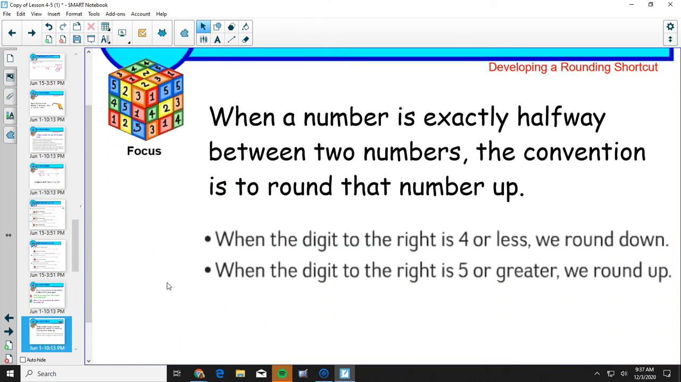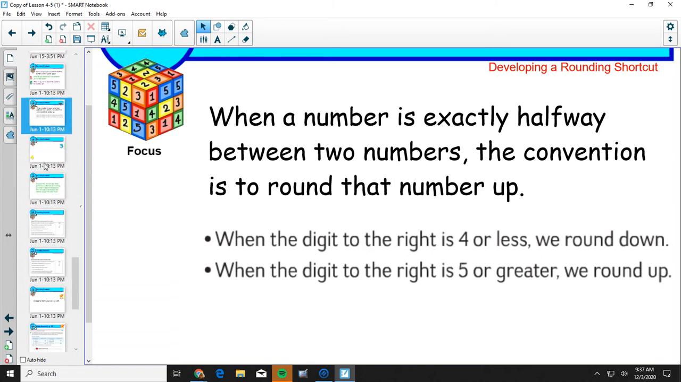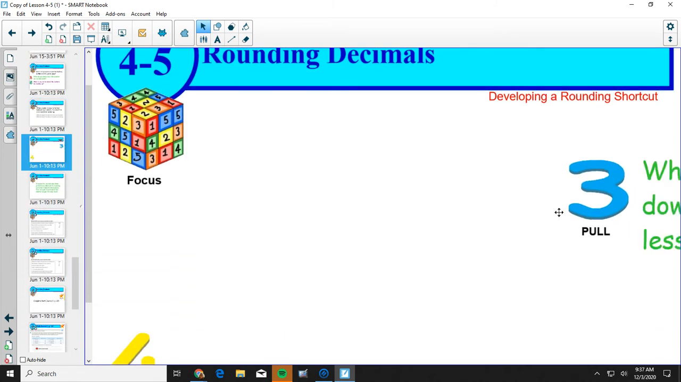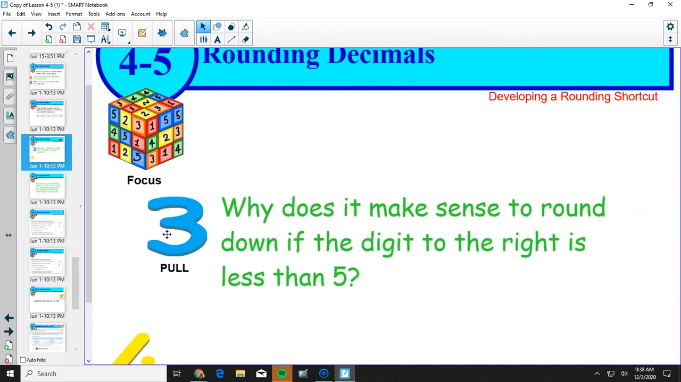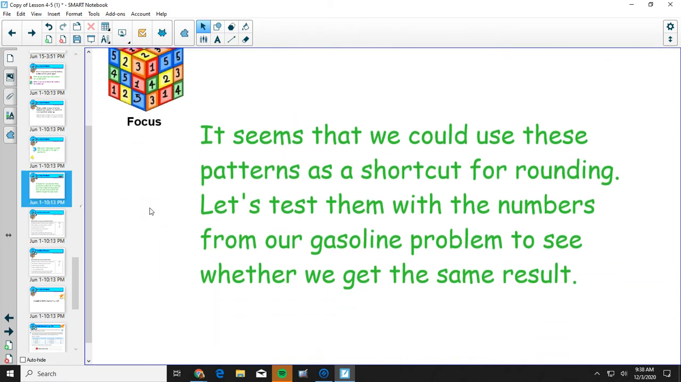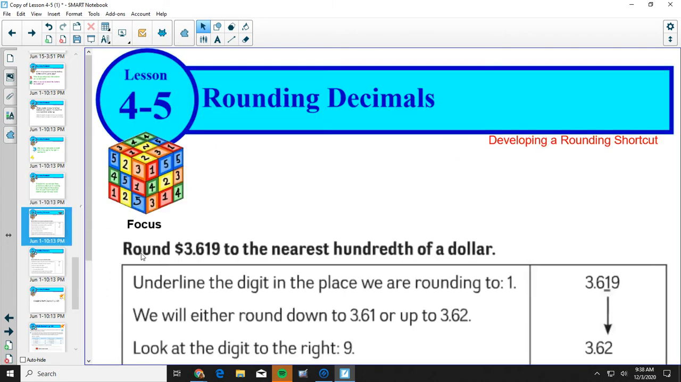So when a number is exactly halfway between two numbers, the convention is to round that number up. Okay, so again, like I just said, when the digit to the right is 4 or less, we round down. When the digit to the right is 5 or greater, we round up. So ask yourself, why does it make sense to round down if the digit to the right is less than 5? Seems that we could use these patterns as a shortcut for rounding. Let's test some of those out with our gasoline problem to see whether we get the same results.